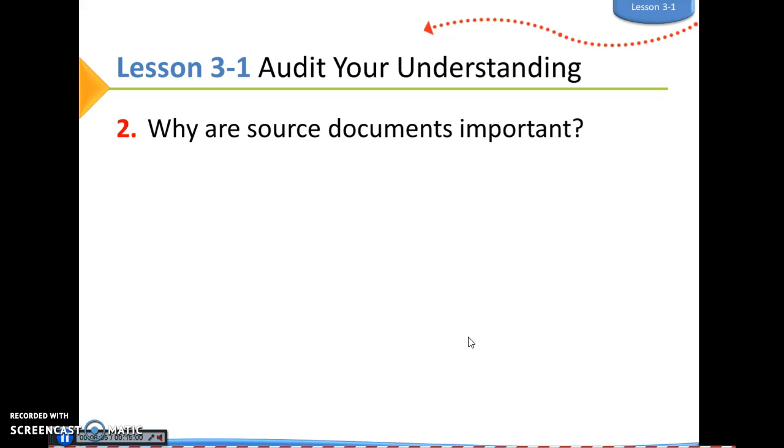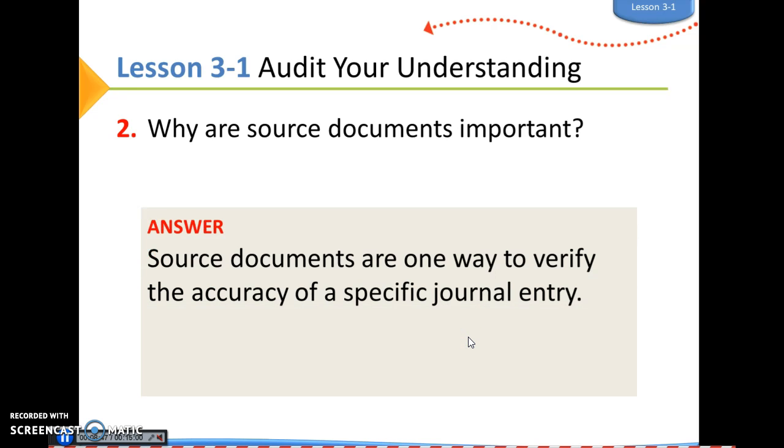Tell me what you got, Logan. They're proof that it happened, but only when they tell you what kind of transaction it was. Okay, so it's a way to verify the accuracy of the information that you recorded or you're going to record in the journal. And so you have proof of what happened.